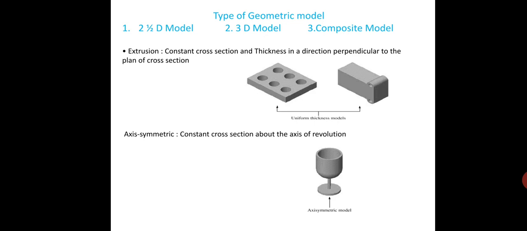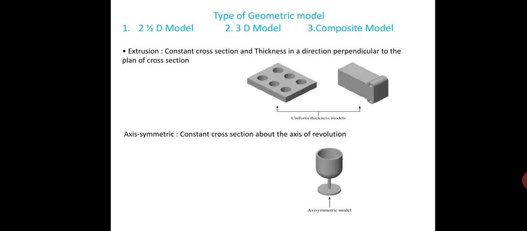Now let us see the types of geometric models. Basically, there are three types: the 2.5 dimensional model, the 3 dimensional model, and the composite model. In the 2.5 dimensional model, there is extrusion and axis symmetry. Extrusion has a constant cross section and thickness in a direction perpendicular to the plane of the cross section. Axis symmetric has a constant cross section about the axis of revolution. From this diagram, it is clear that in extrusion the thickness of the model is uniform, and in axis symmetric, the section is revolved about the axis.